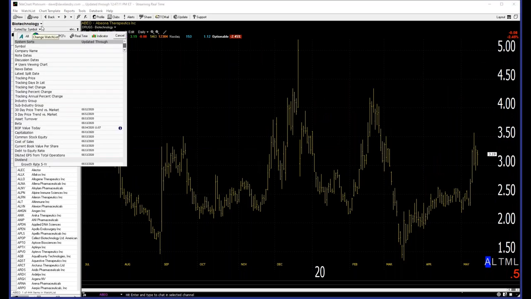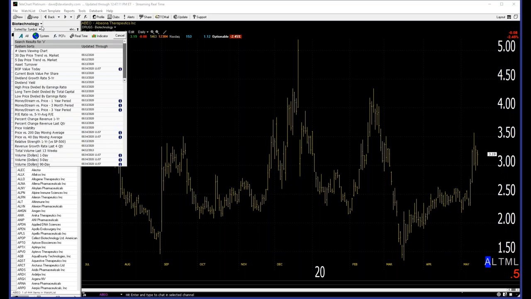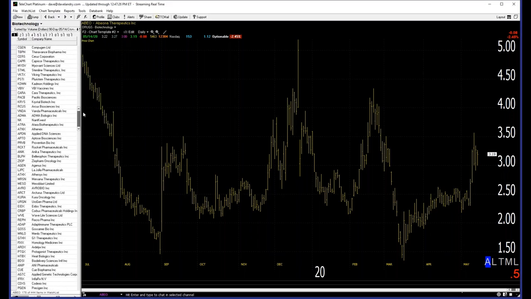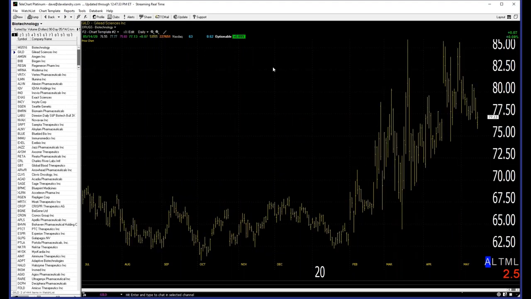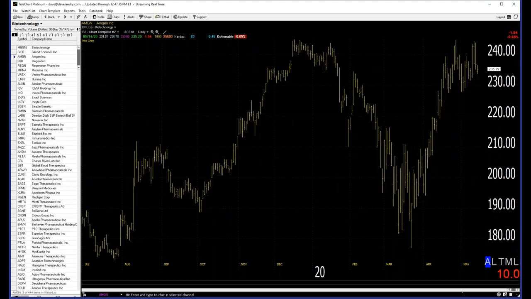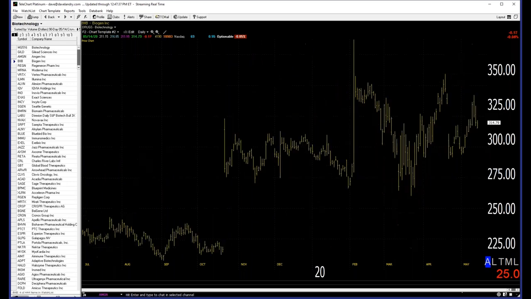So you don't just want to look at the sector on face value. You want to drill down within that sector and see what's going on. So let's just take a quick look at that real quick. I'll sort them by volume dollars. Now, Gilead's all over the place, but it has obviously worked its way higher. And some of the big ones like Amgen obviously look like the overall market.